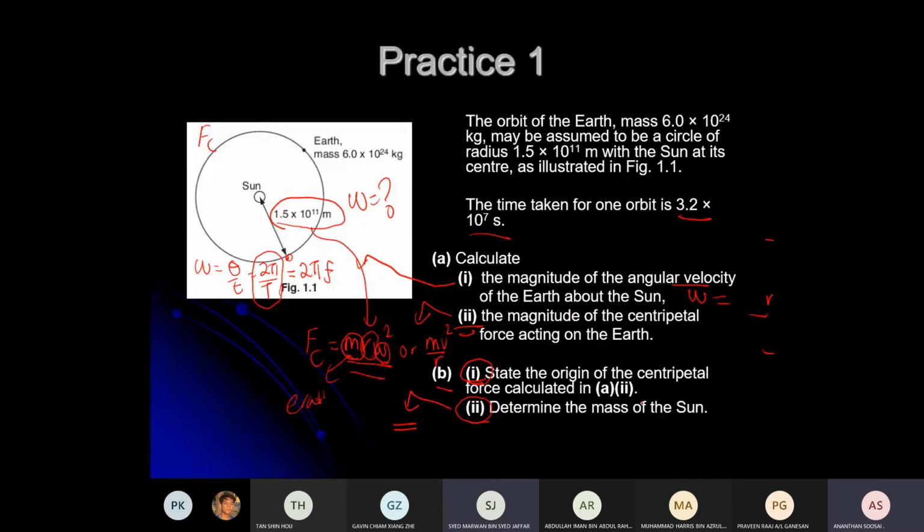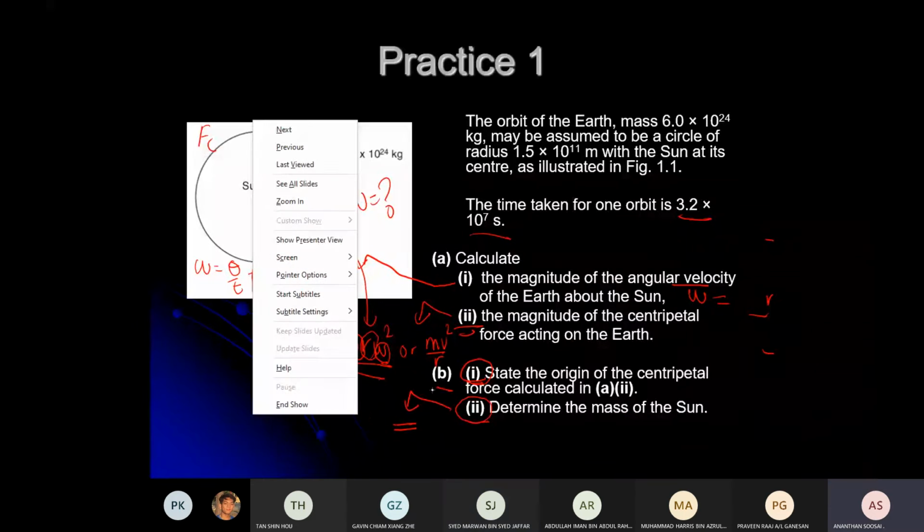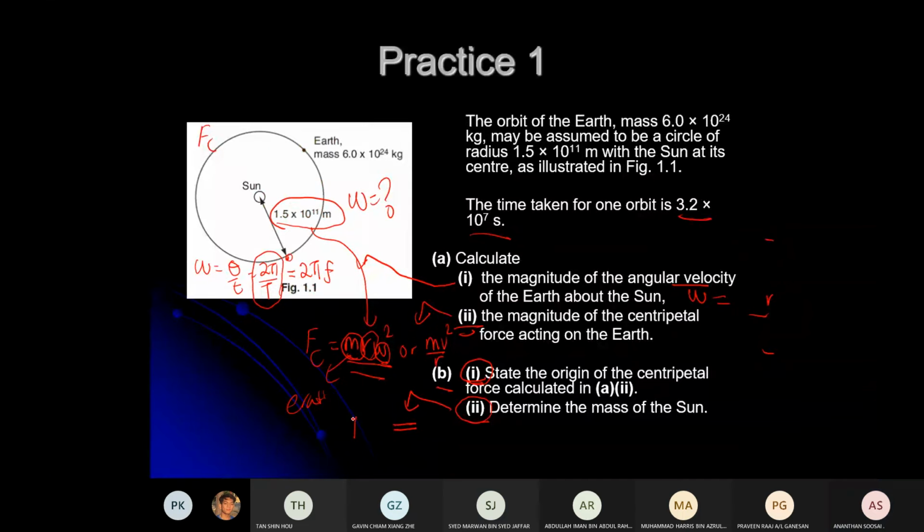Anyone? What equals to what? You get the last answer. Mass of the sun. Centripetal force equals the gravitational force. The gravitational force of the sun and the Earth equals the centripetal force. So from here, can you work out the mass of the sun?